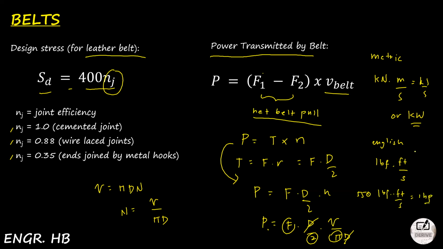So pagdating naman sa power transmitted by belt, mas madaling mag unit analysis kapag metric. At kapag hinahanap mo yung horsepower, pwede mo naman ipadaan sa kilowatts muna. And then punta horsepower. Or kapag kabisado mo naman yung mga conversions, so why not straight to the point for the horsepower?